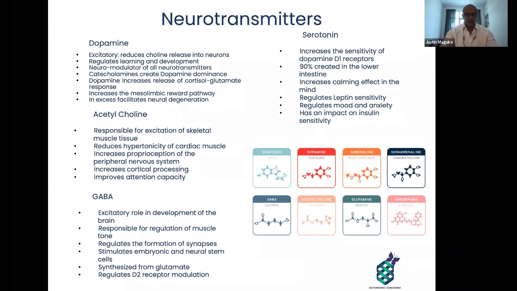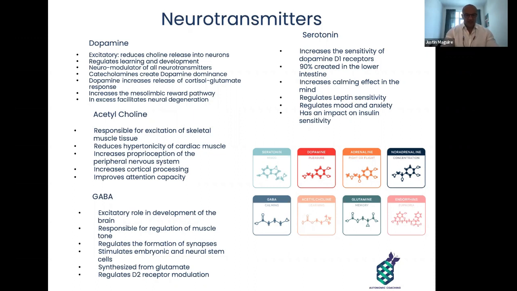Increases proprioception of the peripheral nervous system, increases cortical processing, okay? So this is where it helps with the mesencephalon reticular formation in the midbrain. Improves attention capacity, so it's really important for those who have ADD or ADHD. Normally the outcome of ADD or ADHD is an excess of dopamine, not necessarily a sufficient quantity of acetylcholine. So for those that do have these learning disabilities, alpha-GPC or CDP choline would be great, but alpha-GPC is more readily available to bypass the blood-brain barrier as a tool to aid more of a calm rhythm to learning and processing.